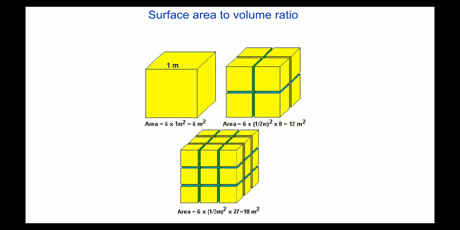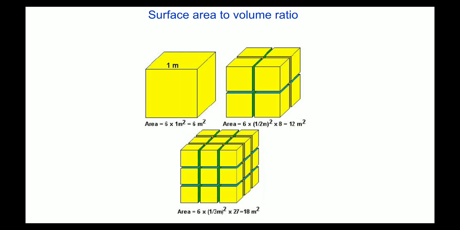The length, width and height of this cube is 1 meter. So in the x direction, y direction, z direction, in all directions the size of the cube is 1 meter. If we try to calculate its area, because it has 6 faces, it becomes 6 meter square. So this is the area of the cube when the size of the cube is 1 meter by 1 meter by 1 meter.